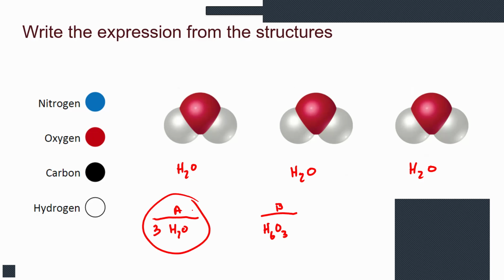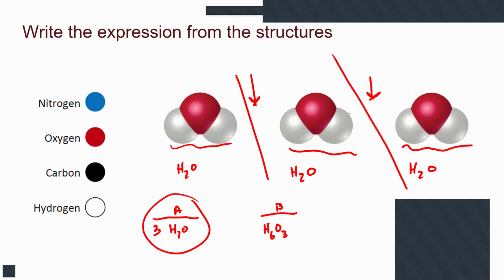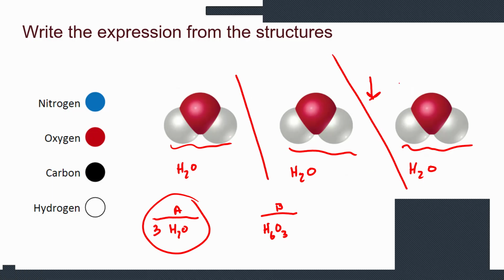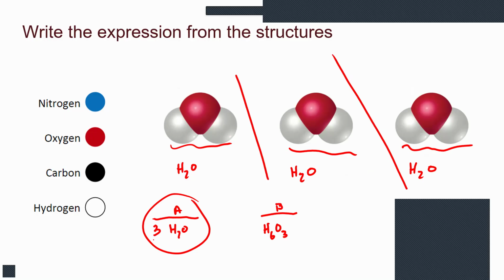And it's tempting to say, oh, well, B, that sums up everything. But is this molecule bound to this molecule? Is that bound to this? No. These are all independent molecules, and so we write them as independent molecules. So that's why we would say there's three H2Os.